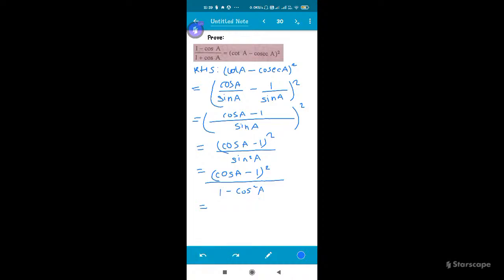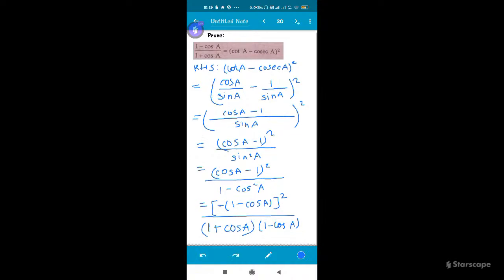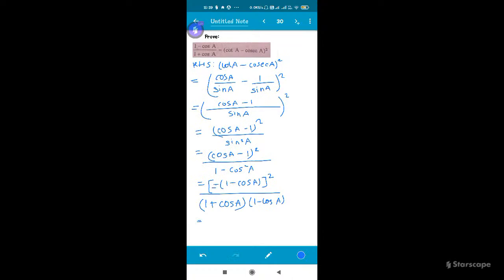Let us see. So if I take minus as common from the numerator, I will be left with 1 minus cos A, and the entire thing will be squared. And in the denominator I can now directly write it as 1 plus cos A into 1 minus cos A, a square minus b square, so a plus b into a minus b. Now this negative sign, when it is squared, negative into negative becomes positive, so we will just be left with 1 minus cos A whole square, and in the denominator we have 1 plus cos A into 1 minus cos A.